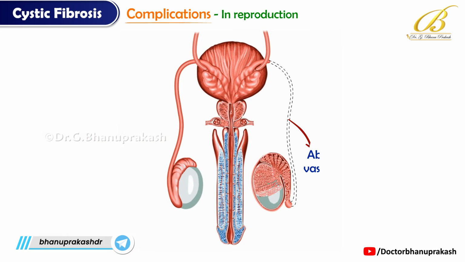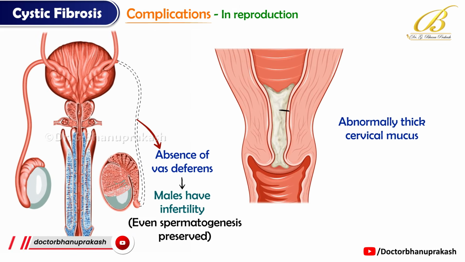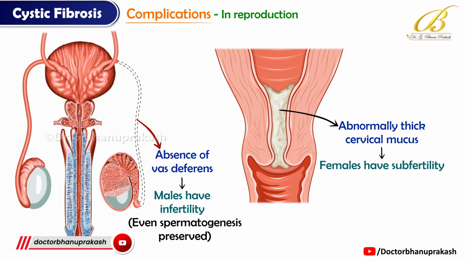In reproduction, males commonly have infertility due to absence of the vas deferens, even though spermatogenesis may be preserved. Females can have subfertility due to abnormally thick cervical mucus, and menstrual irregularity may be present.